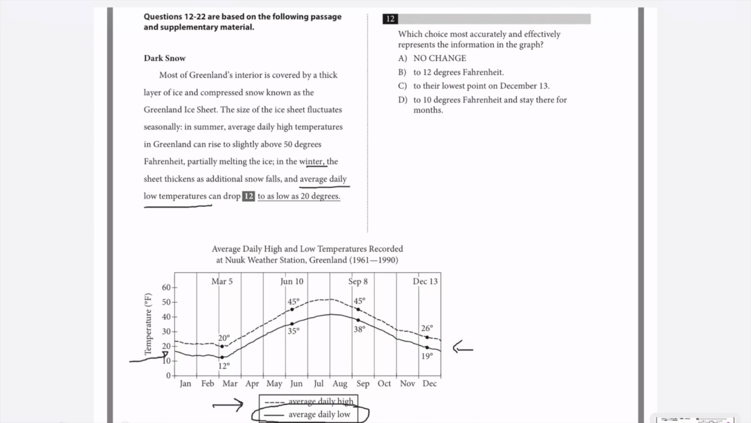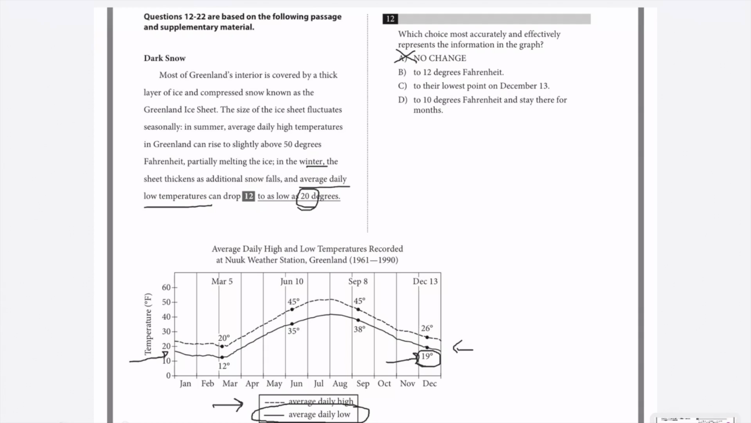In the winter, they are looking for the lowest temperature that it can drop to. And it says here that temperatures can drop to as low as 20 degrees, which we know is incorrect, because looking near December 13th, we see that it drops below 20 degrees. So A is not correct.